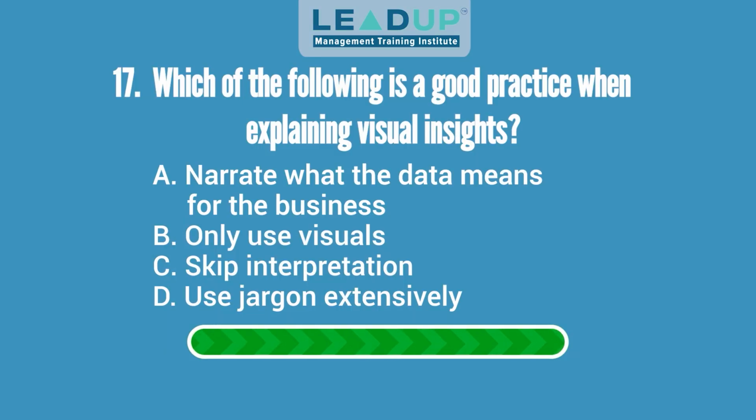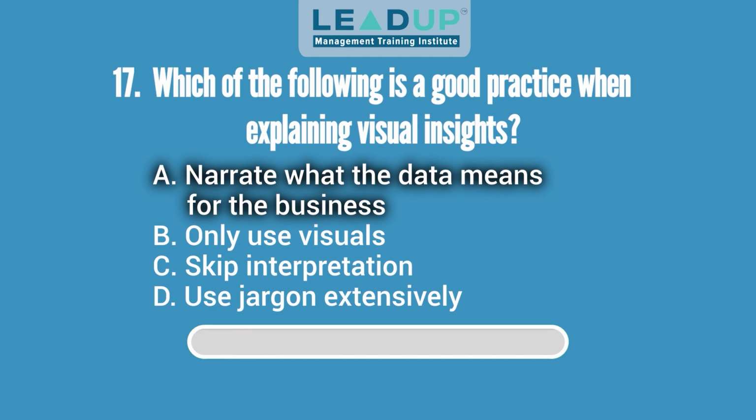Question 17. Which of the following is a good practice when explaining visual insights? A. Narrate what the data means for the business. B. Only use visuals. C. Skip interpretation. And D. Use jargon extensively. The answer is narrate what the data means for the business.